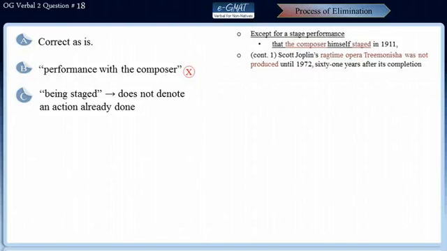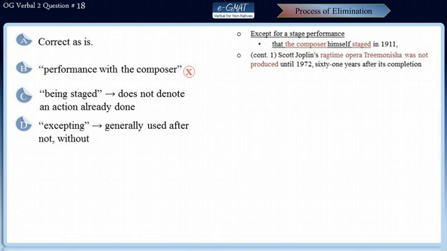In choice C, we have the phrase being staged. Now being staged denotes an action which is still ongoing. It does not talk about the action which was completed way back in 1911. So we must use a simple past tense here in order to denote the action that was completed in the past. So this makes choice C incorrect. In choice D, this expression accepting is not correct. Accepting is generally used after words like not, without, generally in a negative sentence. For every other use, we use except, the way the sentence uses it in choice A. So that makes choice D incorrect.